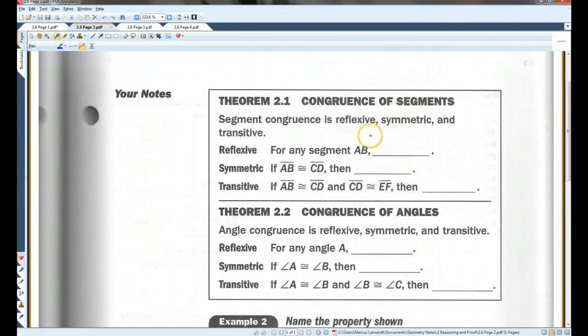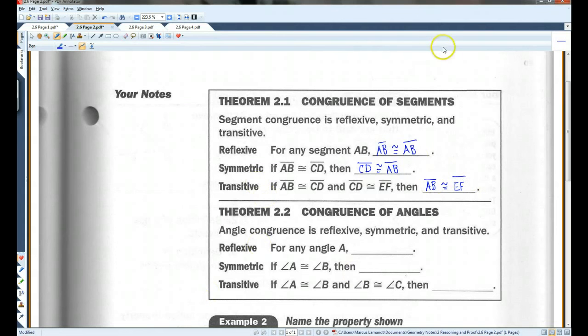Theorem 2.1, congruence of segments. For any segment AB, AB is congruent to AB. This is pretty much the same thing as the reflexive property of equality, except now we're using a congruent symbol instead of an equal sign. If AB is congruent to CD, then CD is congruent to AB. If AB is congruent to CD and CD is congruent to EF, then AB is congruent to EF.